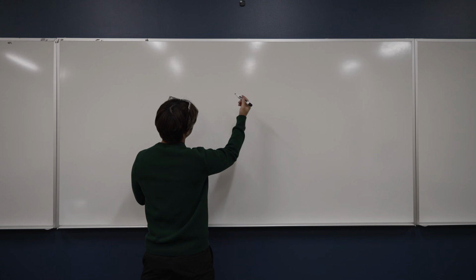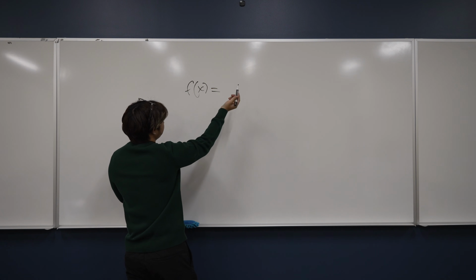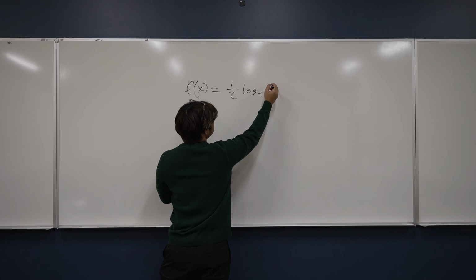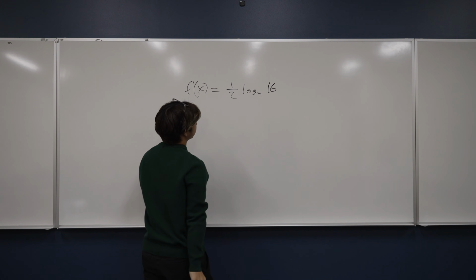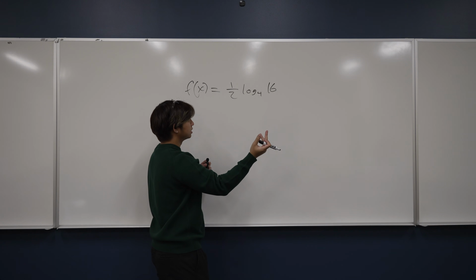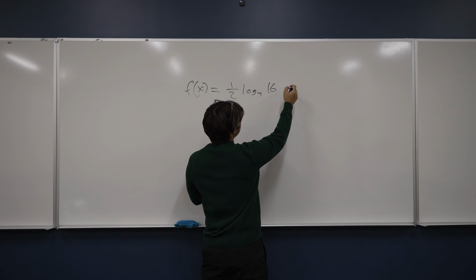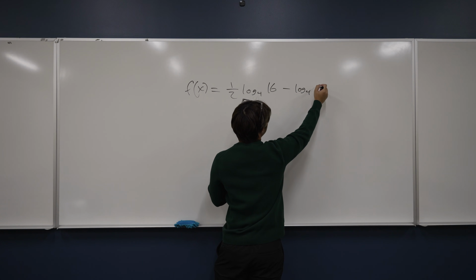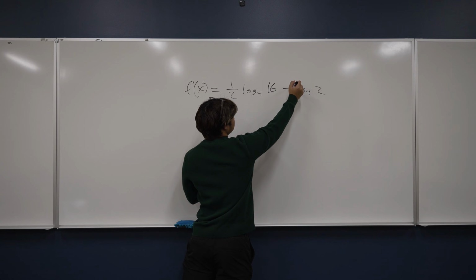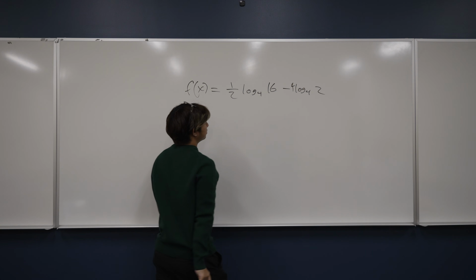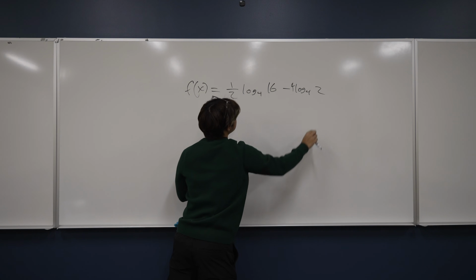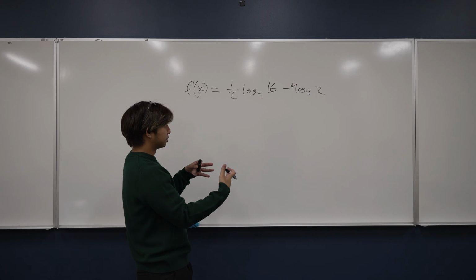Now I want to go over properties of logs. Let's say I had a problem of f(x) is equal to 1/2 log base 4 of, I don't know, 16. We want to turn this into a smaller chunk. So we have 1/2 log base 4 of 16 minus 4 log base 4 of 2. And let's say I want to turn this into a more simplified version.